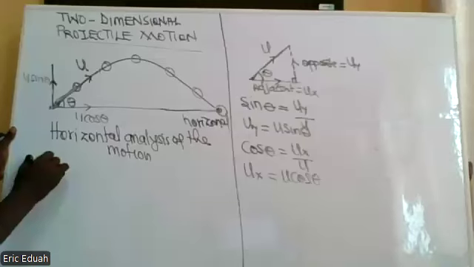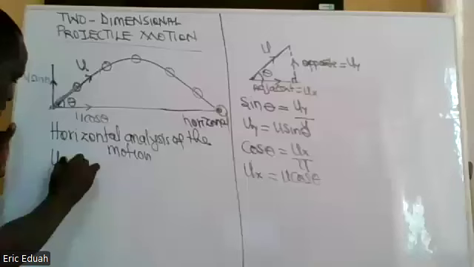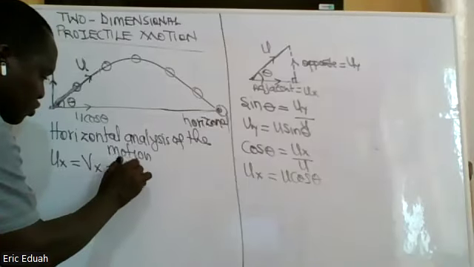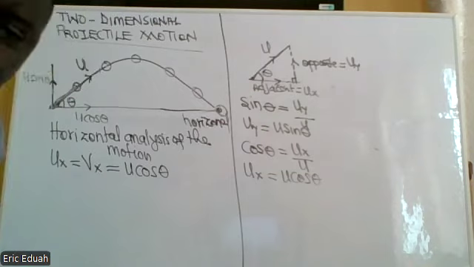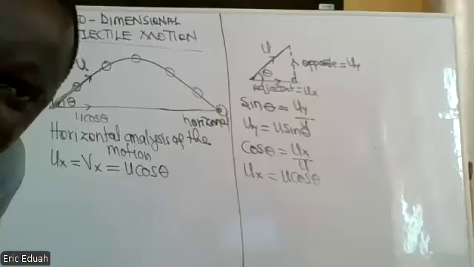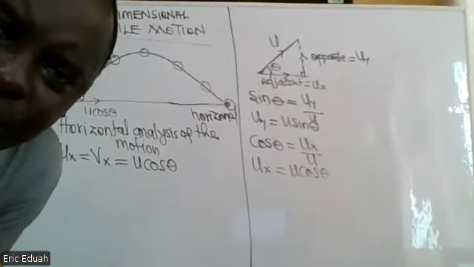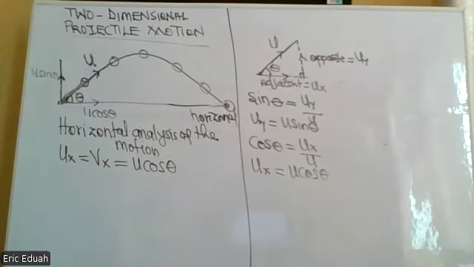Horizontally, initial horizontal velocity ux is equal to final horizontal velocity, and they are all equal to u cos theta. So here too, the horizontal velocity is constant. And what is the reason? Same reason as we saw yesterday. What accounts for the reason why the velocity horizontally is constant? Why is the velocity horizontally constant?